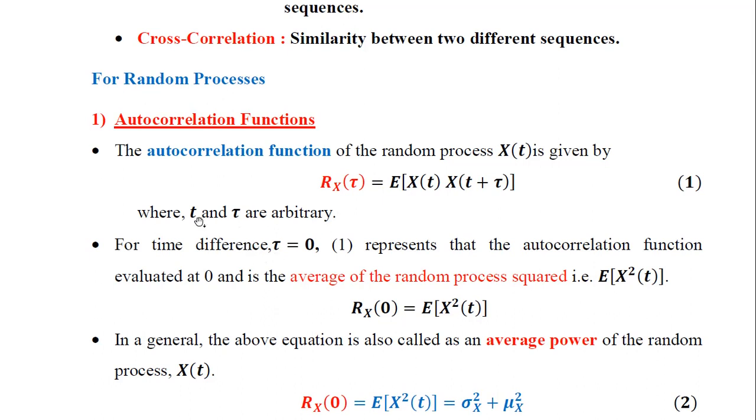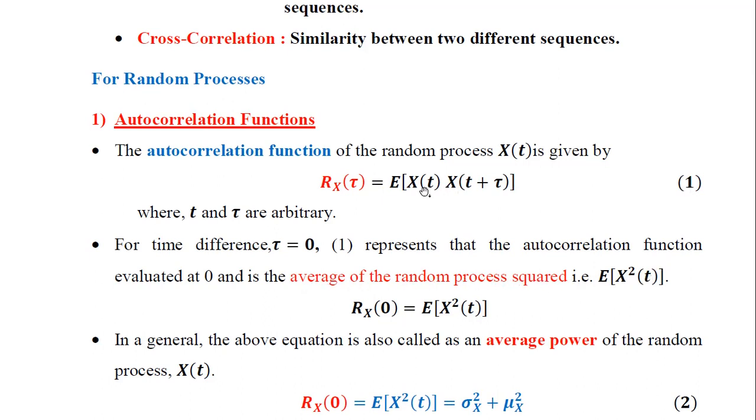Now we'll go for an assumption here. First, we'll assume tau is equal to 0. So what exactly is tau? Tau is the time difference, as we learned in the previous video. So for time difference tau equal to 0, equation 1 represents the autocorrelation function evaluated at time difference 0, and it represents the average of the random process which is squared.